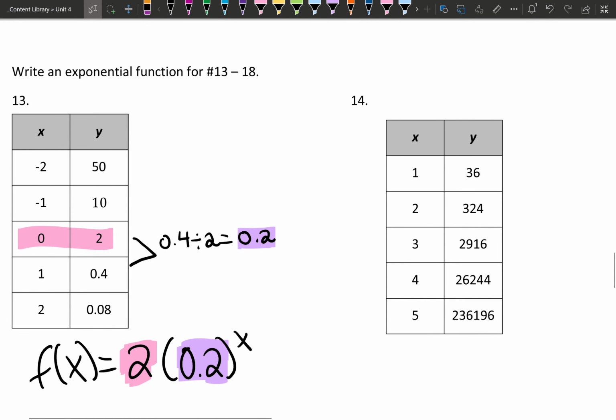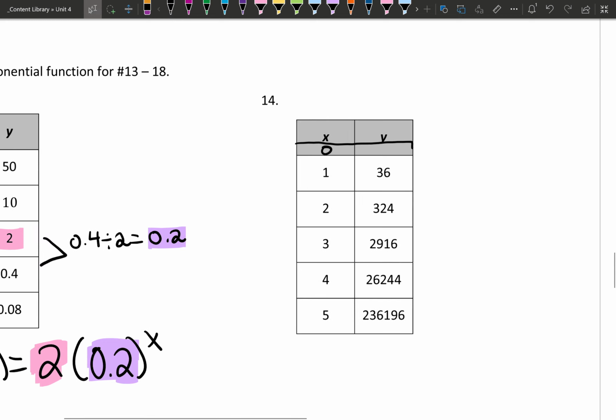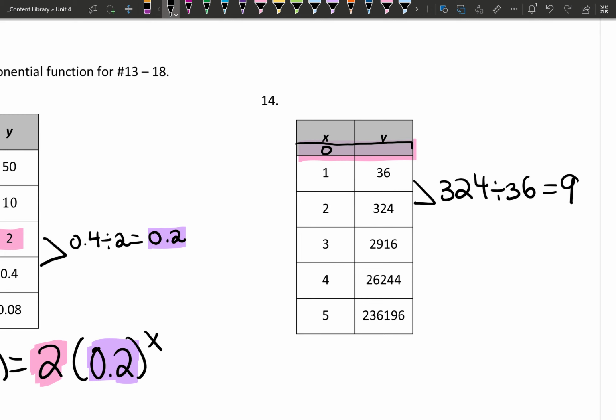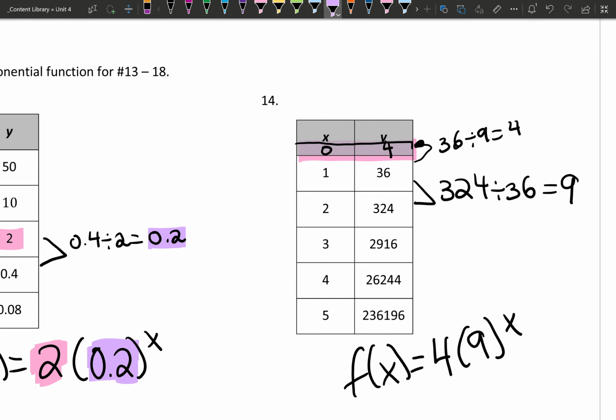Number 14. Oh, I don't see a y-intercept. That's okay, because I can figure it out. The y-intercept, if we had it, would be up here with the 0. So let's find the pattern and go backwards on the pattern. So I'm going to do 324 divided by 36. Pretty sure that's 9, but I gotta double check. Sure is. Good job, me. The pattern is 9. So to go backwards, to find out what number was before 36, what I'm going to do is do 36 divided by 9, which is 4. So f of x equals 4 times 9 to the power of x.